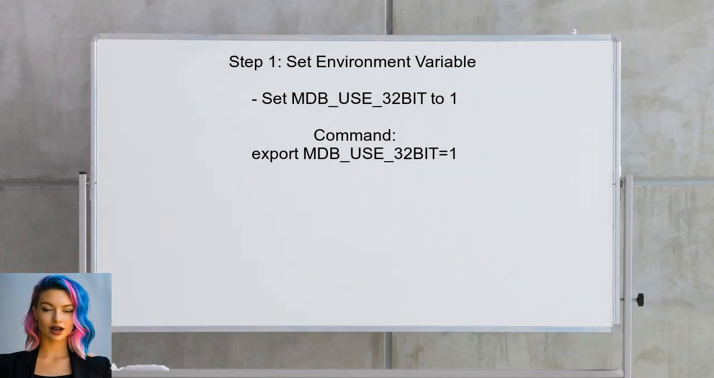To begin, the user needs to set the environment variable for the LMDB library. This will allow the 64-bit LMDB to generate a 32-bit database. The user should set the environment variable mdb use 32-bit to 1.